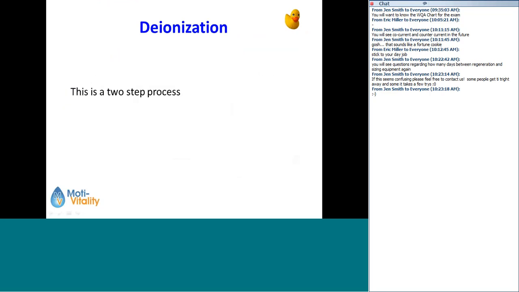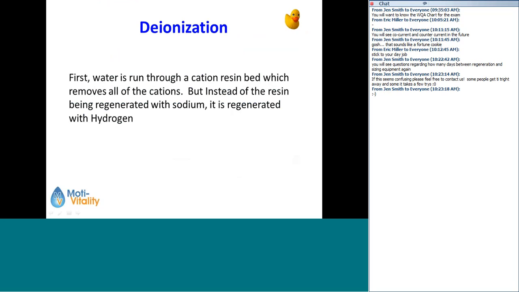So what happens is a two-step process. First, the water runs through a cation resin bed that takes out all the cations. But instead of the resin being regenerated with sodium, it's regenerated with hydrogen. Remember the periodic chart of the elements? Hydrogen is in that same vertical line as sodium and potassium, so you can regenerate with hydrogen. So the first step is the resin, instead of being regenerated with sodium, is regenerated with hydrogen.